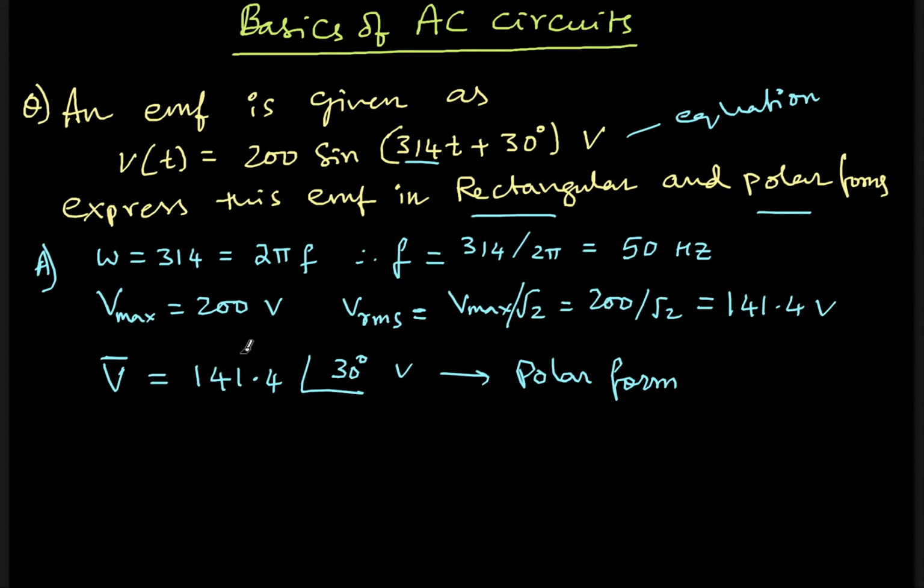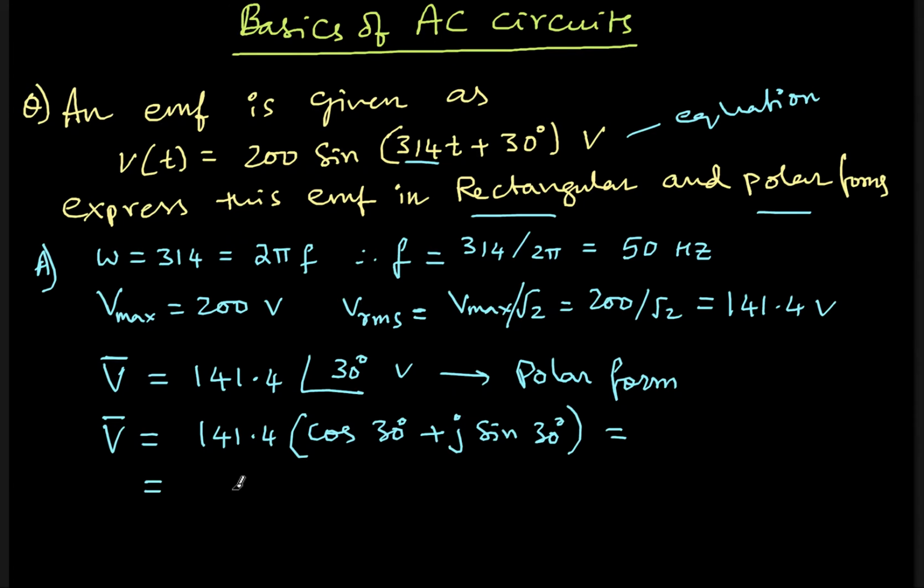Typically we show only the RMS value in the rectangular and polar forms. We don't show the peak value, that is 200. Okay, so this is polar form. So how do we get the rectangular form? The rectangular form I denote with the same symbol, because basically it is the same, we are just changing the representation into rectangular form. It is 141.4 times, now the angle is 30, so the horizontal or x-axis component will be cos 30 degrees plus j sine 30 degrees. Sine of 30 you can calculate, cos of 30 you can calculate, multiply by this, and you get the rectangular form. So let's do that.